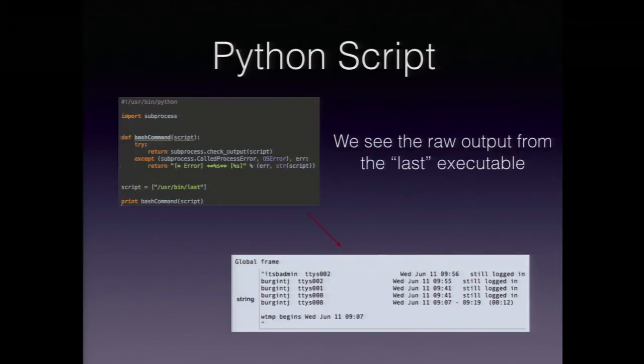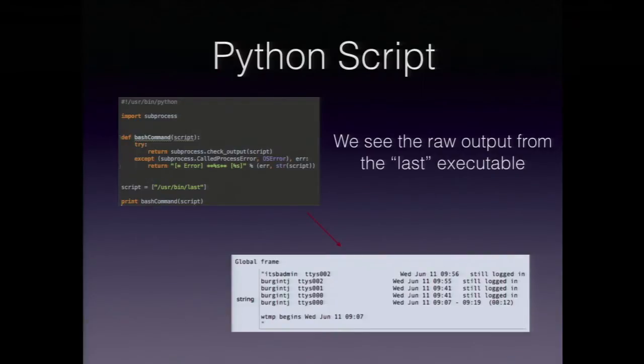So we're going to next define a function, and we call it bash command, and it takes as input one list called script. In this try block, we don't have to get into how try works right now, but basically it'll run whatever script you give it, and if it's successful, it'll go ahead and give you the output of that script.